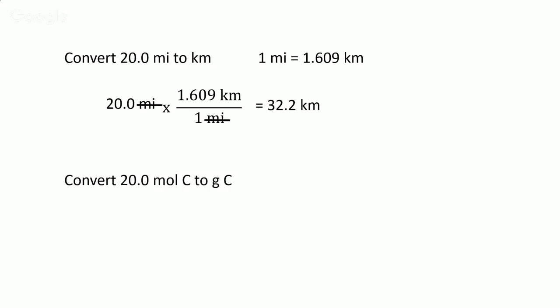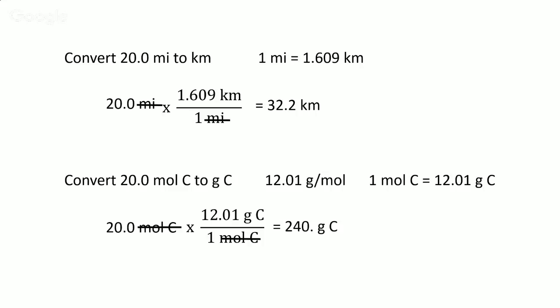You move on to chapter 4. You might be asked to convert 20 moles of carbon to grams. But in that case, your conversion factor is carbon's molar mass. So that means that 1 mole of carbon is 12.01 grams, just like a mile equals a little over a kilometer and a half. So again, you start with what's given and you situate your conversion factor in a way that gets rid of the unwanted unit. And in this case, you get 240 grams.